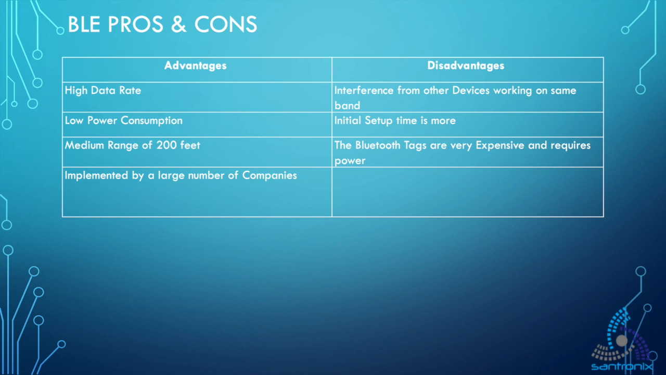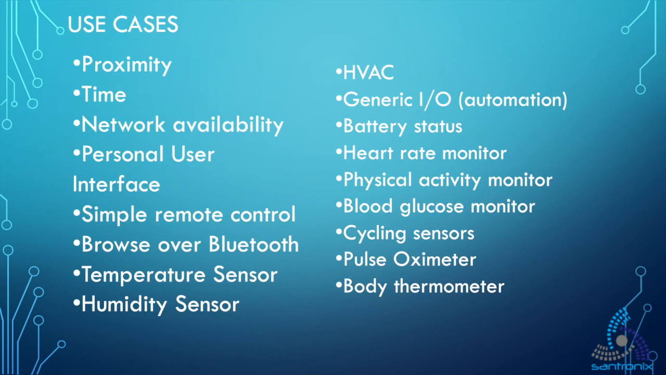So with BLE, you can definitely cover all your requirements for one specific standard home, right, with multiple rooms. And it is also implemented by a large number of companies. But the disadvantage, again, is that interference is possible from other devices. The initial setup time is more, so it's quite difficult, not difficult, but you need to spend a little bit of time, and you need to have some sort of knowledge base in order to do an initial setup for Bluetooth devices. And Bluetooth tags are very expensive, and it still requires power.